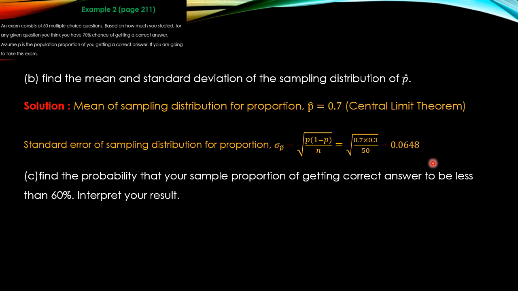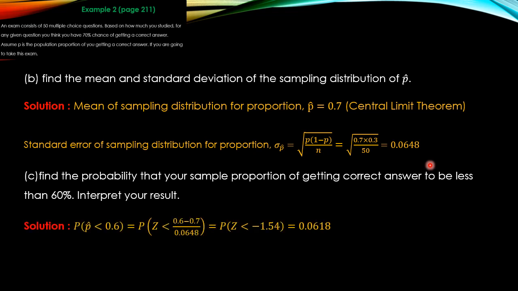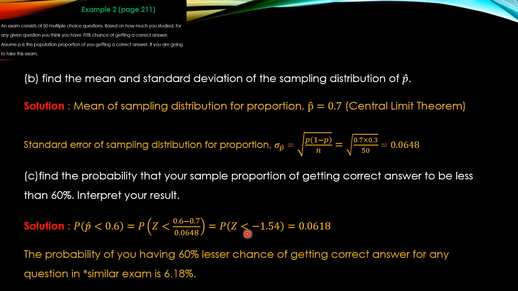So c, find the probability that your sample proportion of getting correct answers is less than 60%. Interpret your answer. So here the sample proportion p hat less than 0.6. Okay, use the formula. So we have P(Z less than negative 1.54), equal to 0.0618. So we conclude that the probability of you getting correct answers on only 60% of the questions in a similar exam is 6.18%.